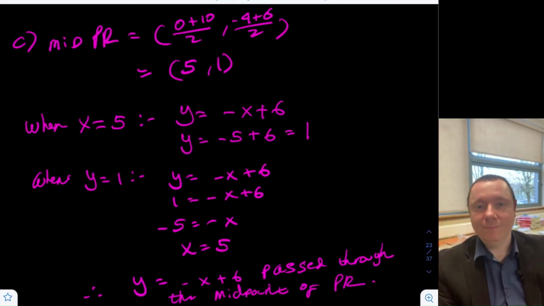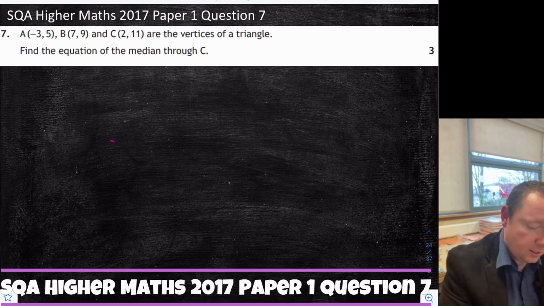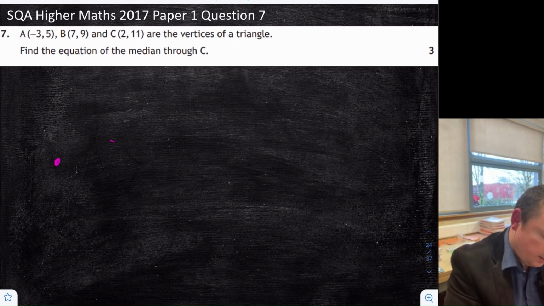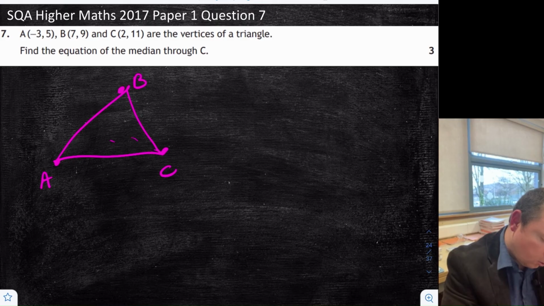And we're done there. SQA Higher Maths 2017 Paper 1 Question 7. A, B and C are vertices of a triangle. Find the equation of the median through C. So there's A, there's B, there's C out here somewhere. Really a bad sketch, but it is a triangle. A median cuts the opposite side in half. So we need the midpoint, always call this M.